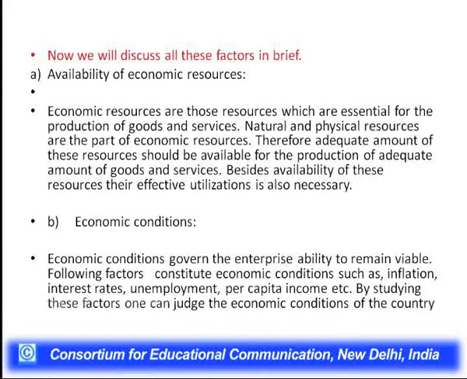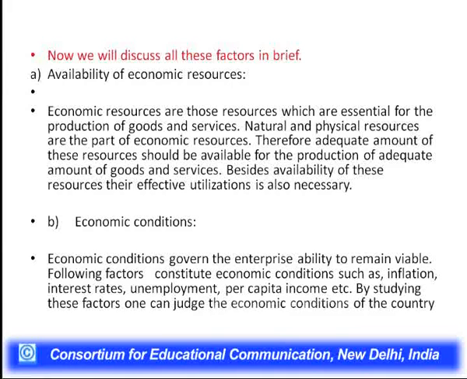Now we will discuss all these factors in brief. First is availability of economic resources. Economic resources are those resources which are essential for the production of goods and services. Natural and physical resources are part of economic resources. Therefore, an adequate amount of these resources should be available for the production of an adequate amount of goods and services. Besides availability of these resources, their effective utilization is also necessary.